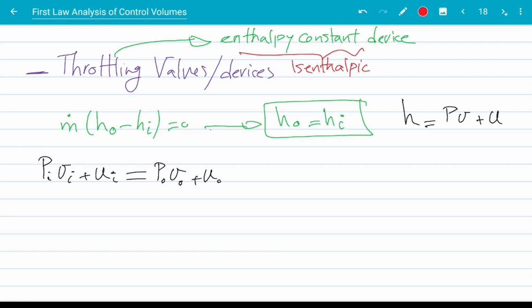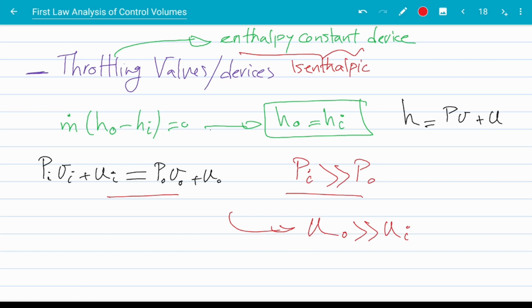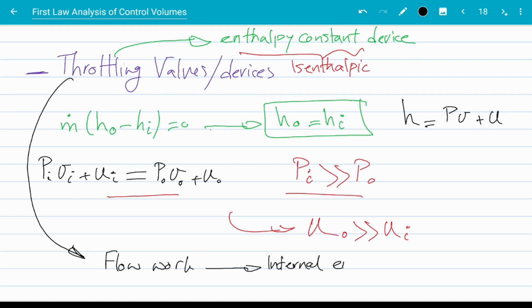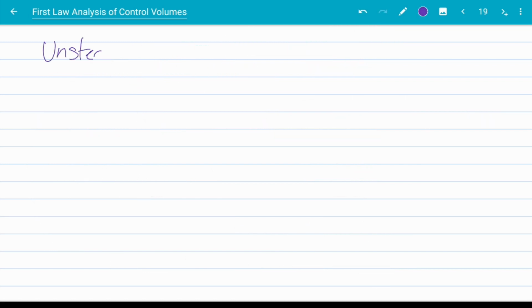Now, a throttling device causes a pressure drop. So, pressure at the entrance is way larger than the pressure at the exit. Combining this equation and this inequality together, we can conclude that the internal energy at the exit is way larger than the internal energy at the entrance. So a throttling valve is a device that converts flow work into internal energy. Just like a nozzle was a device that converted flow work into kinetic energy, a throttling valve converts flow work into internal energy.